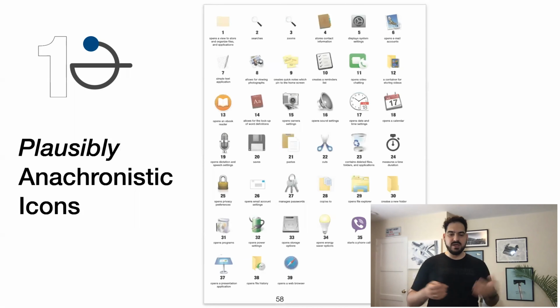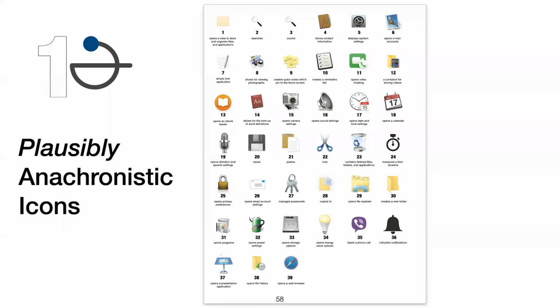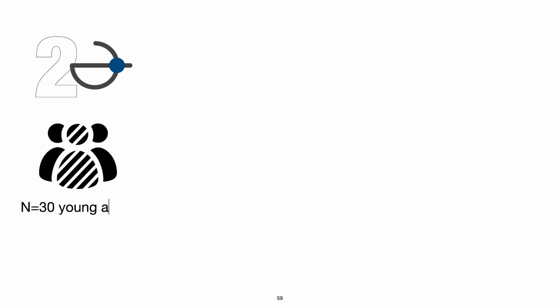So to achieve my goal, in the first step of this DXD study, I established a list of prompts. And those prompts were actually a set of what I called plausibly anachronistic icons. There were 39 functions with 38 different icons. Zoom and search both had the same icon of the magnifying glass. And after that, I recruited 30 young adults from our campus to do an in-lab elicitation study.